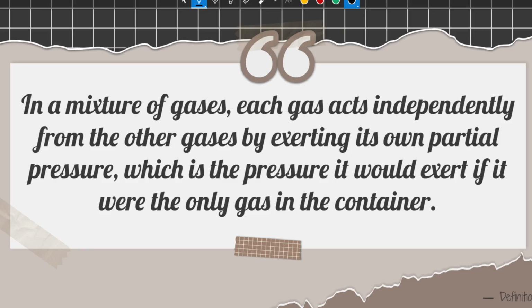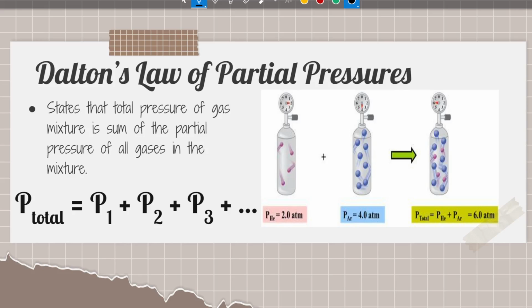So essentially, you can have a mixture of gases, and each one of them is going to have a partial pressure that will contribute to your overall pressure that you measure in the container. Essentially, your total pressure is the sum of all of your partial pressures. So again, in my little example here, we have helium plus argon gas. Helium has 2 atmospheres. Argon has 4 atmospheres. Your total pressure is 6 atmospheres.